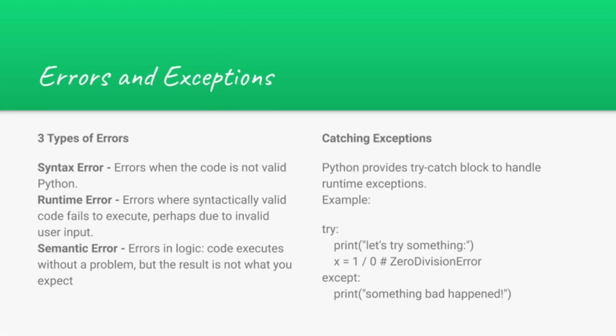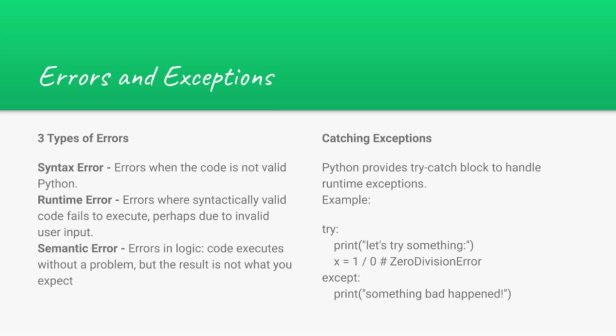Errors and exceptions. There are 3 types of errors. Syntax error occurs when the code is not valid Python. This means that there might be an indentation missing, or maybe a bracket might have been forgotten somewhere. These are easy to debug. Runtime errors are errors like division by 0 error, wrong input error.